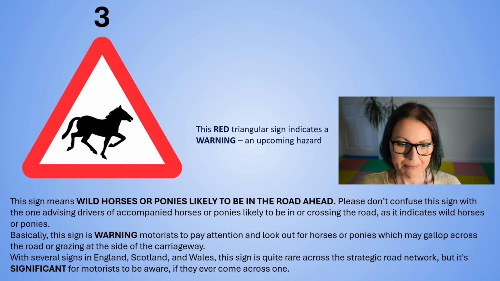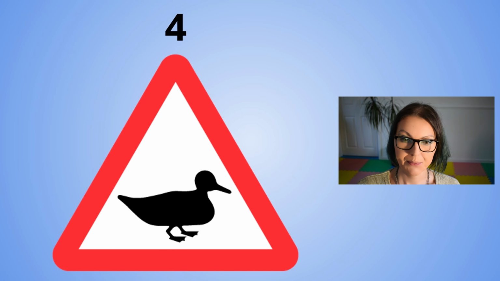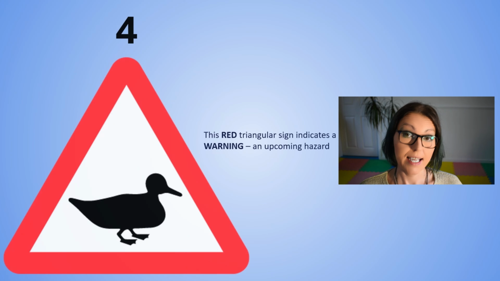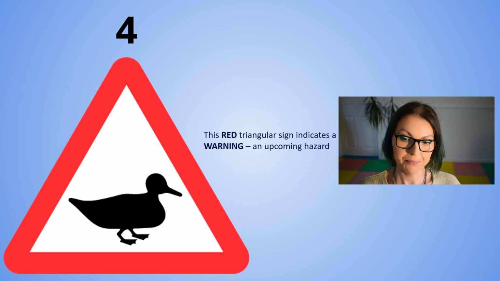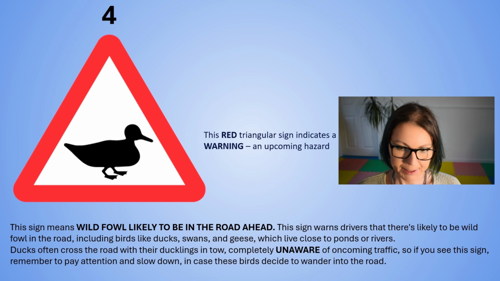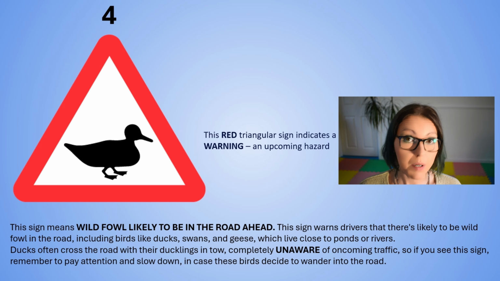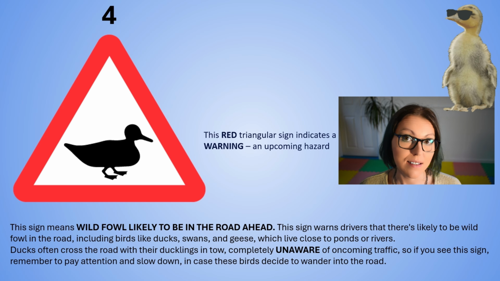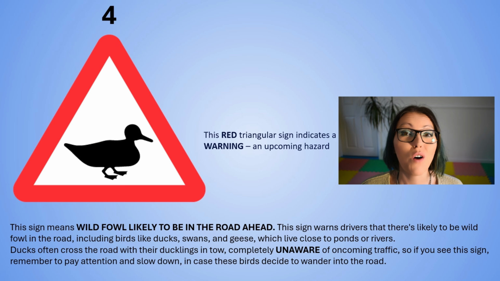Next sign, and this is it. This red triangular sign indicates a warning, an upcoming hazard. This sign means wild fowl likely to be in the road ahead. This sign warns drivers that there is likely to be wild fowl in the road, including birds such as ducks, swans, and geese, which live close to ponds or rivers. Ducks often cross the road with their ducklings in tow, completely unaware of any oncoming traffic. So if you do see this sign, please remember to pay attention and slow down in case the birds decide to wander into the road.